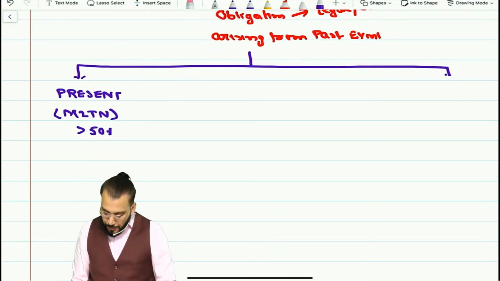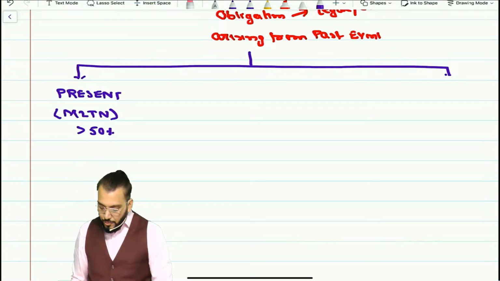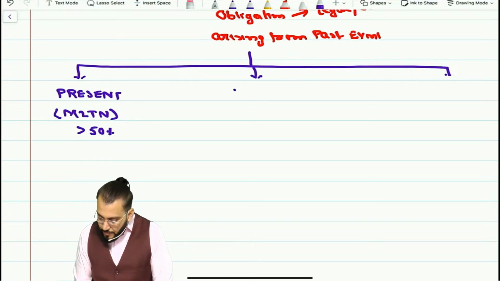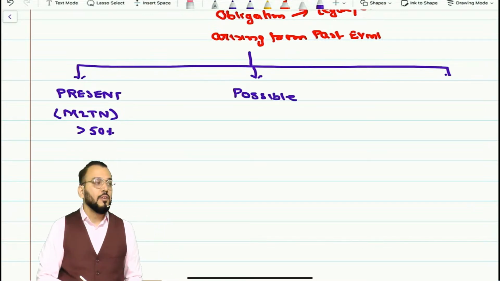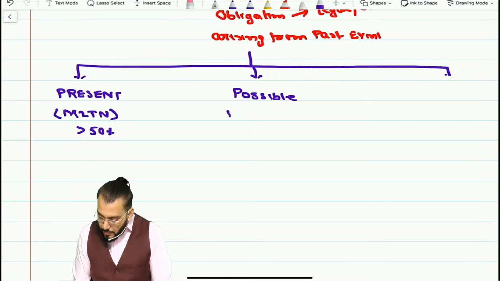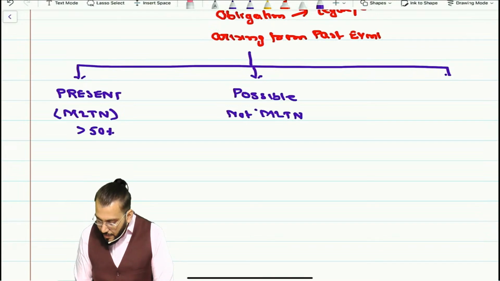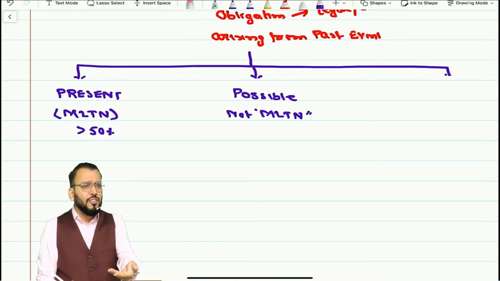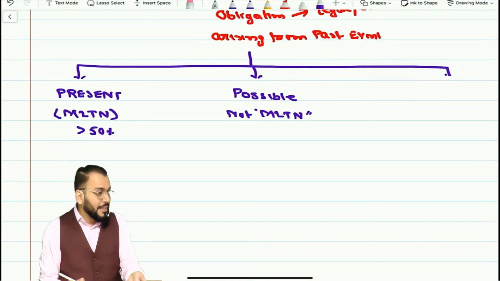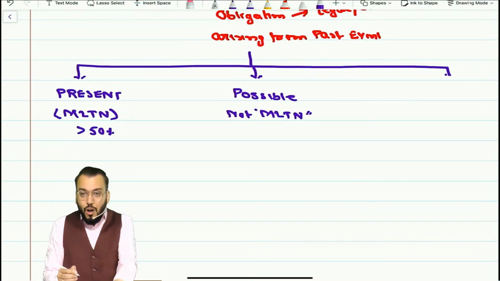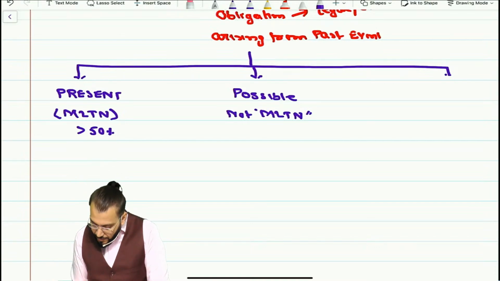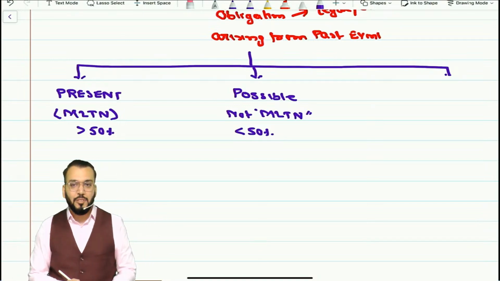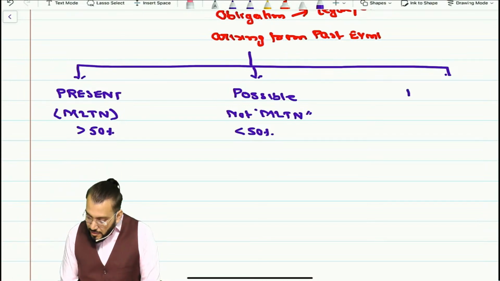Chances are more than 50%. Correct? Understood? Now there is one more obligation: possible obligation. Possible obligation means those which are not more likely than not. Means when the chances of happening are less than the chances of non-happening. Less than what? Less than 50%. Correct? Now, the third is what?